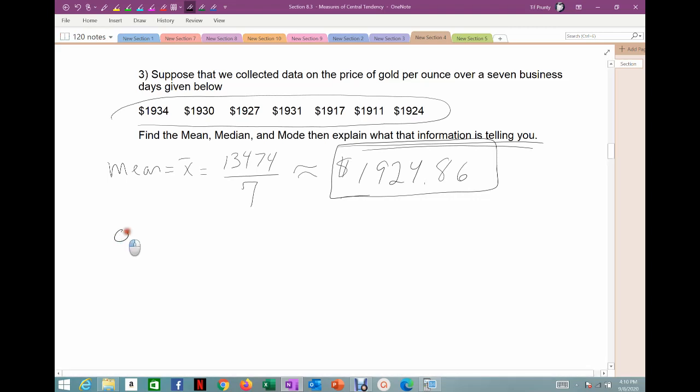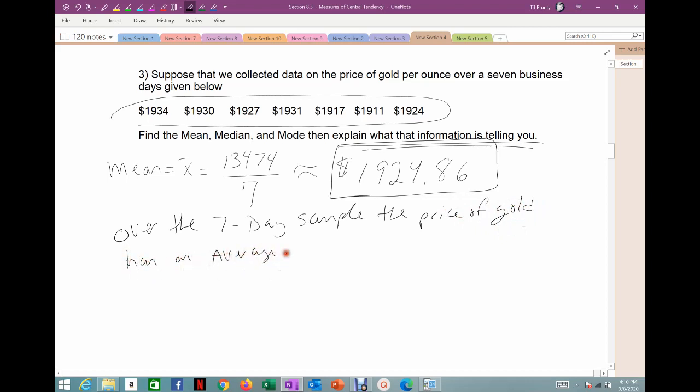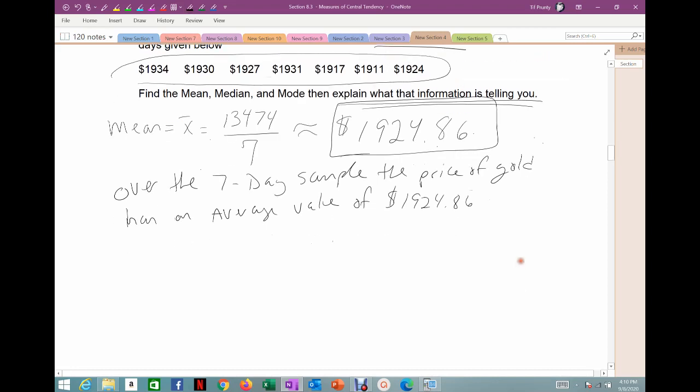And so again, what that means is, over the 7-day sample, the price of gold has an average value of $1,924.86. Again, it's an average. Some days it's higher than that, some days it's lower than that. That's its average. So on average, that's how much gold was worth per ounce over that 7-day period. Now the median.